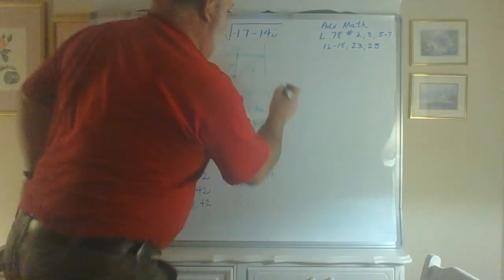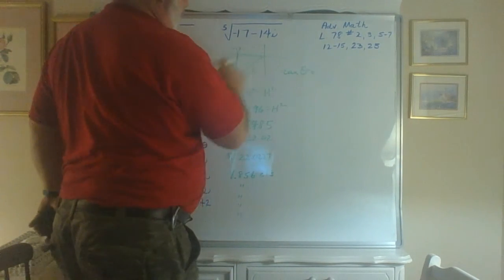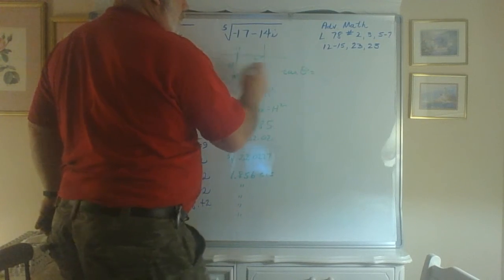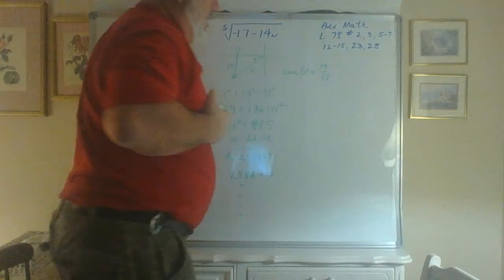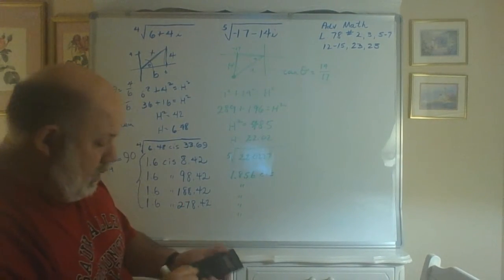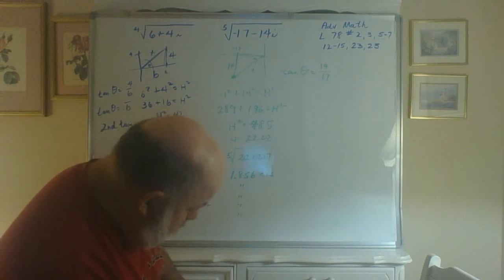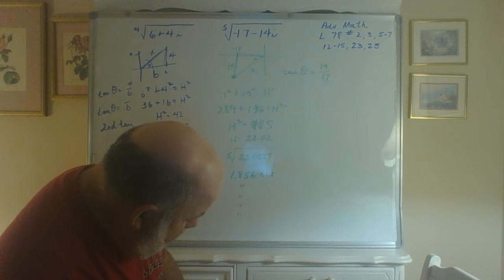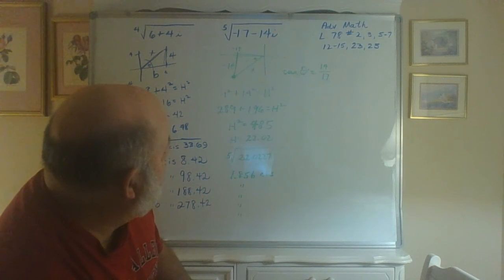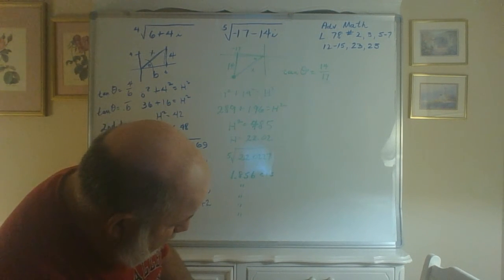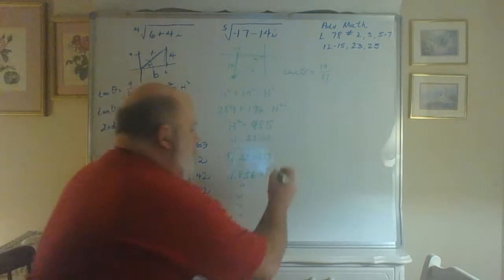So, I know the tangent of my angle will be its opposite side. Right here's the angle. It'll be 14 over 17. Clear. So I'm going to go 14 divided by 17. Try it again. 14 divided by 17 equals 0.82. And I'm going to go shift tangent. It gives me 39.47.